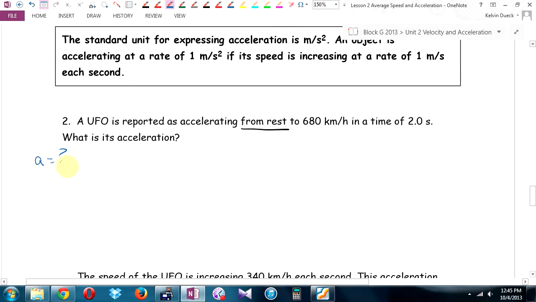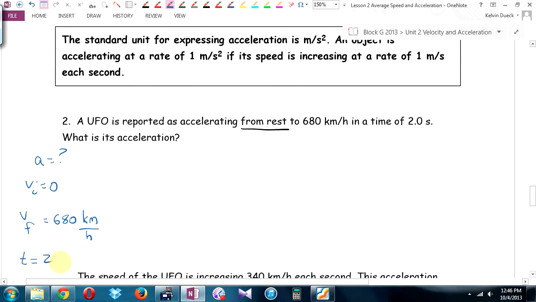What's that from rest? It means the initial is 0. Nice. By the way, from rest almost always means V initial is 0. Comes to a stop means which one is 0? The final. V final. We'll also look at that because that's a good physics situation too. Kai, what's that 680? Your final velocity. What's that 2? The time.